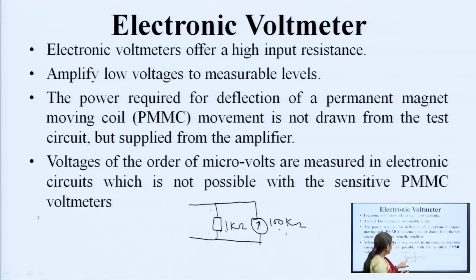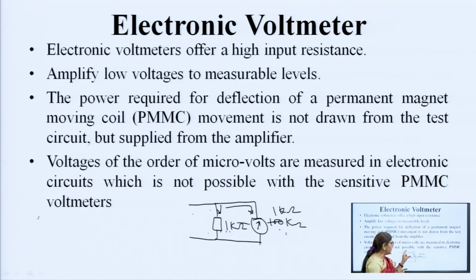The maximum current will flow through the 1 kilo ohm resistance, and only a very small amount of current will flow through the 100 kilo ohm resistance. So, this meter will give a very high accuracy in the measurement, because it does not have a loading effect on this resistance. But suppose we are using a meter that has a value of only 1 kilo ohm. Then the current flowing through this resistance will divide into two parts, and we will get only 50% of the voltage on this meter. This is known as the loading effect, and we need to avoid it.